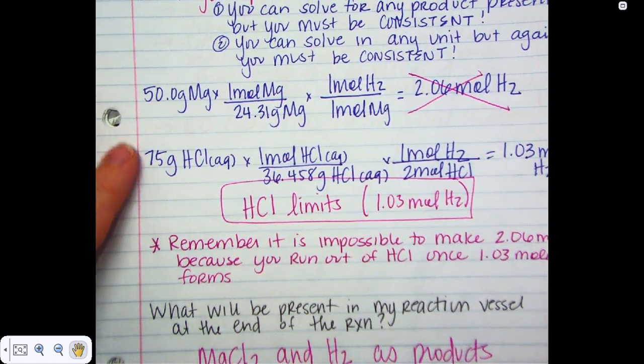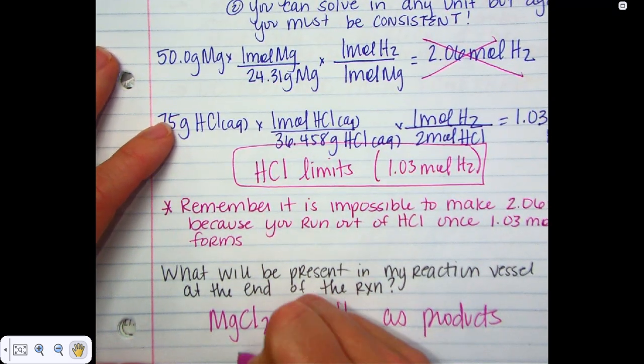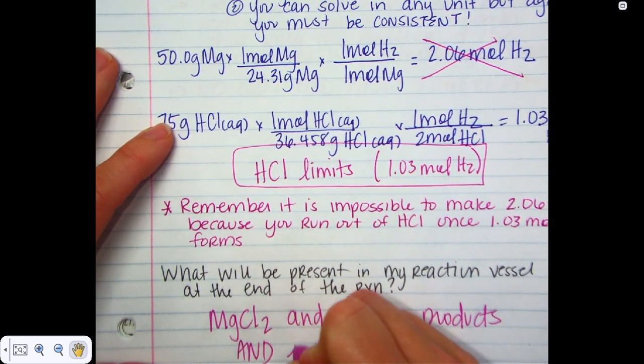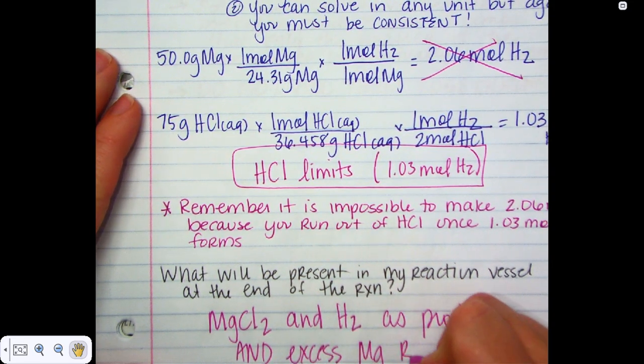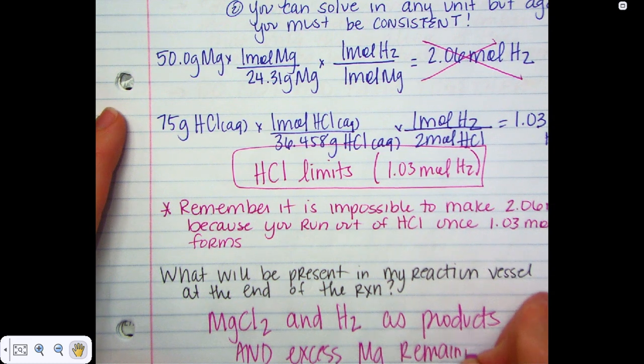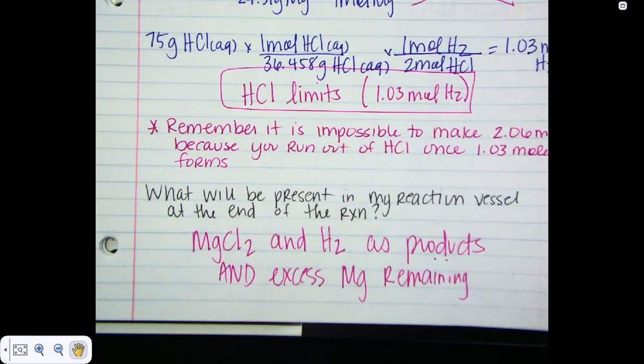So I would say that I've got magnesium chloride and H2 as products and excess or extra Mg remaining. It's unreacted, right? It's the excess reagent. It's the thing that I have too much of. I don't have anything left to react with. And that's kind of a conceptual question that you should be thinking about with these limiting reactants problems. All right, so that's the first way.